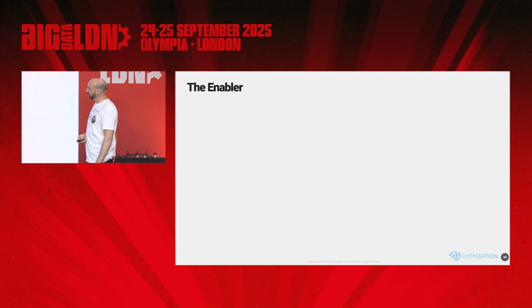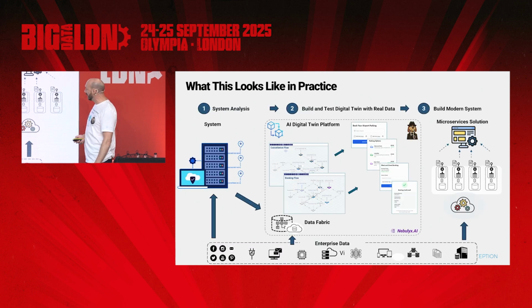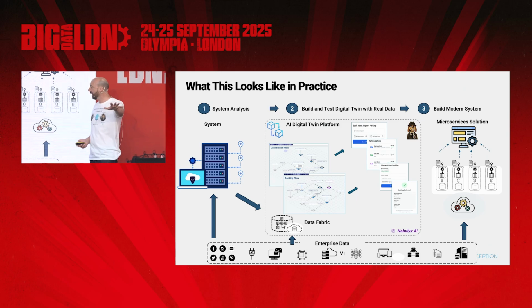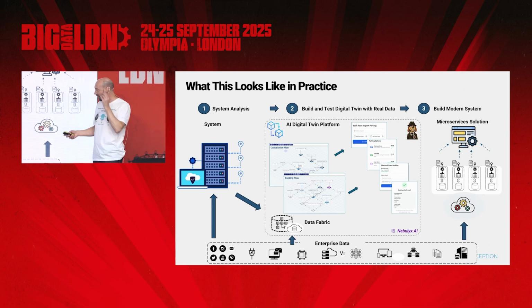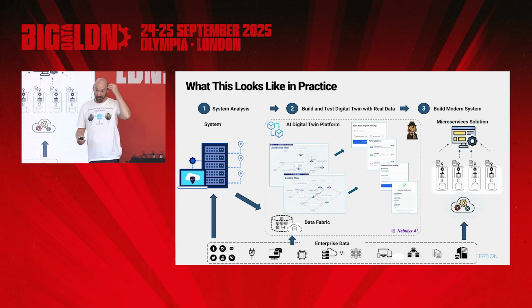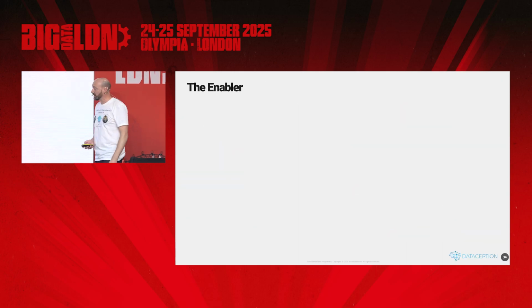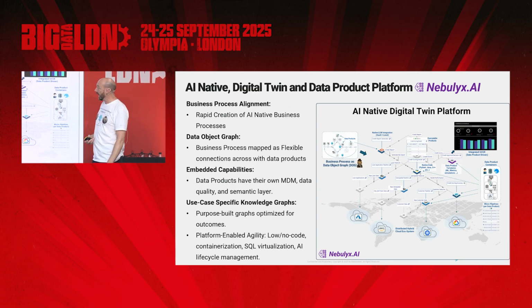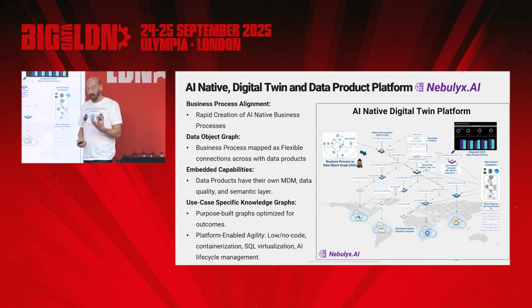So the enabler. The technology to do this doesn't really exist. If I look across the floor here and ask whether there are any vendors doing this kind of technology, the answer is no. So we need a different type of technology. It's not a warehouse, and it's a little bit disruptive to the data industry. But the platform we've built to support this whole process is something called Nebulyx, and it has an embedded data object graph engine.